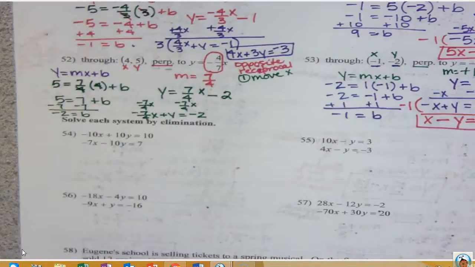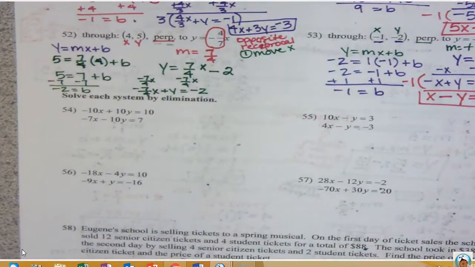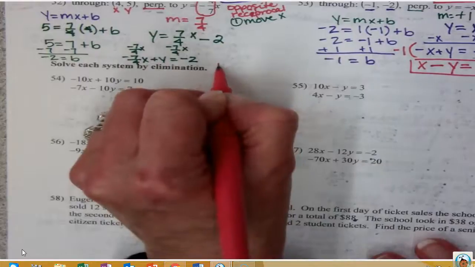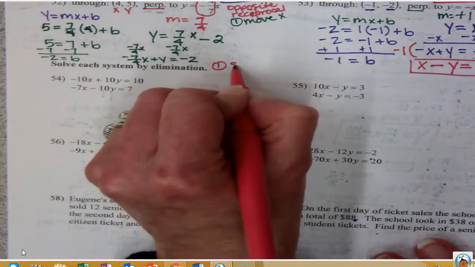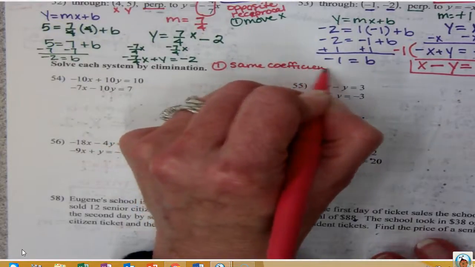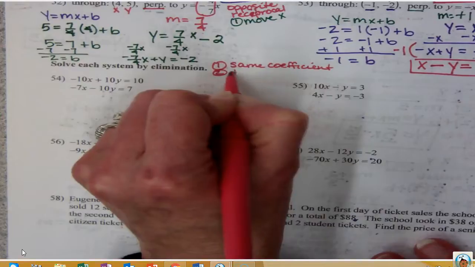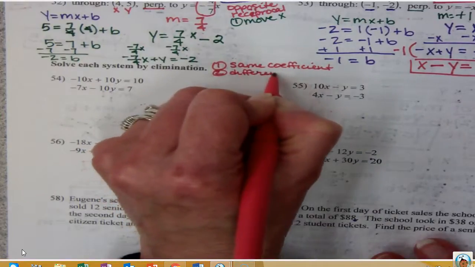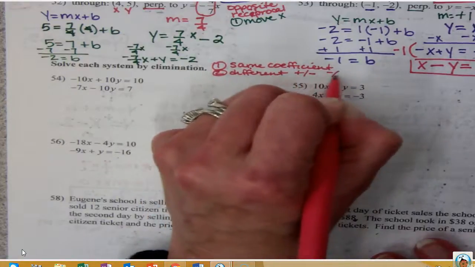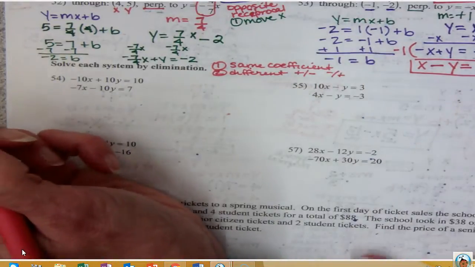Okay, so now we're moving on to solving the systems by elimination. We just did this. There's only 4 problems, and then a few word problems on that. So, you ready? What do we need when we are solving systems by elimination? What are we looking for? We're looking for same coefficient and different sign. So if it's positive, then we need it positive and negative, or negative and positive. That's what we're looking for.